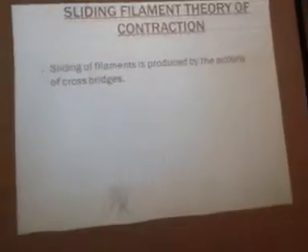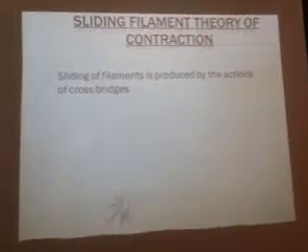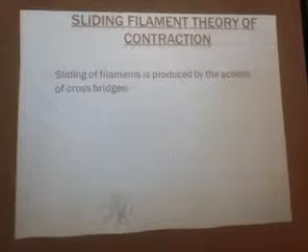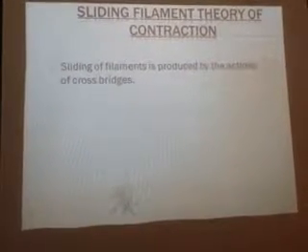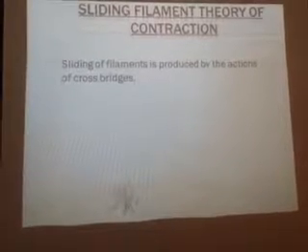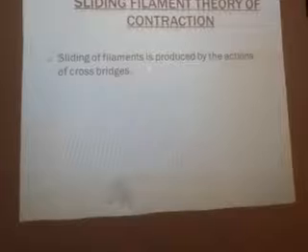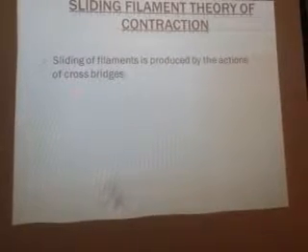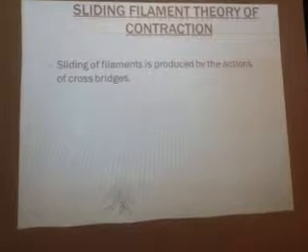The muscle contraction theory is called the sliding filament theory. It is based on the sliding of the thick filament and thin filament. Based on that, sliding occurs, that is contraction, and sliding back is relaxation. The sliding of filaments is produced by the action of cross bridges.